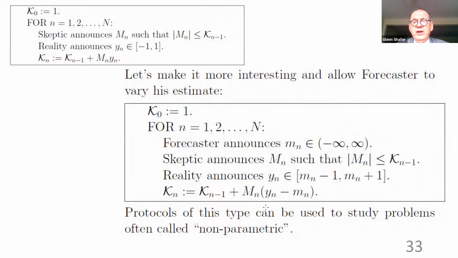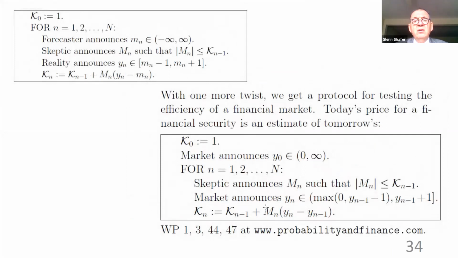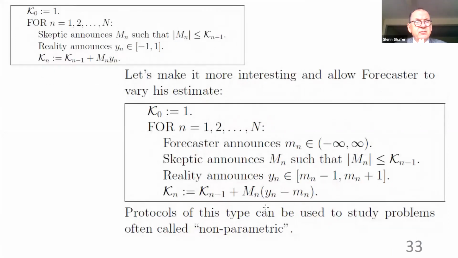Now we can make this, is this my last slide? No, this is my next to last slide. We can make this more interesting by allowing the forecaster to vary his estimate. So now the forecaster announces some number, which is going to be a forecast of an outcome y. And we know the forecaster is good enough that he always is within 1 unit of the truth.